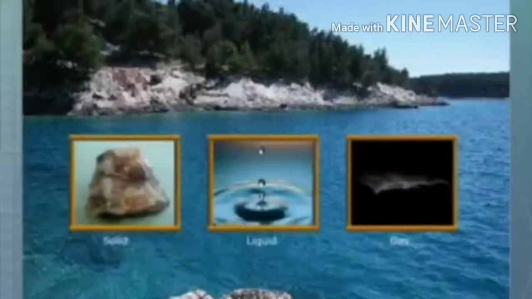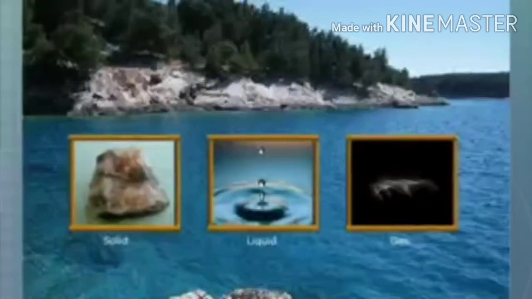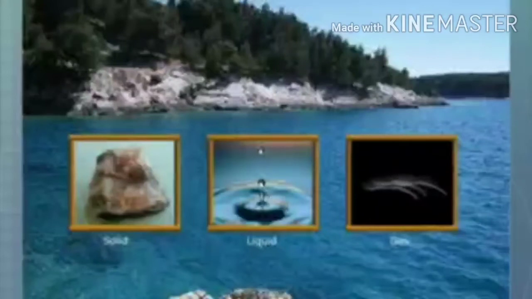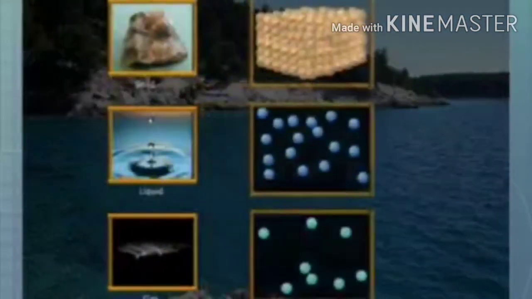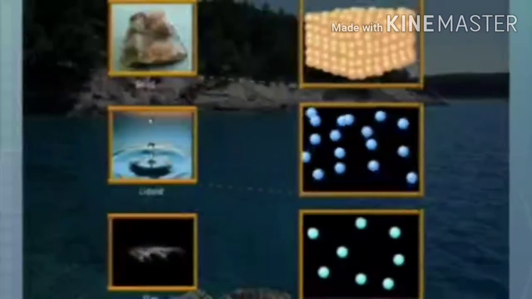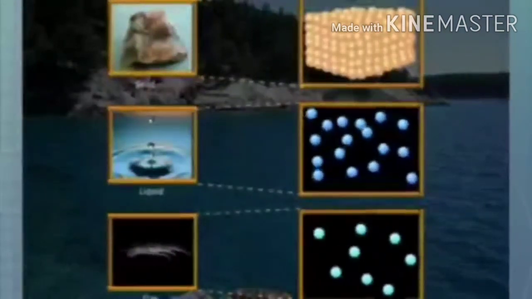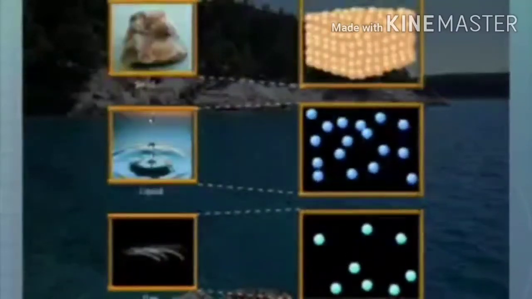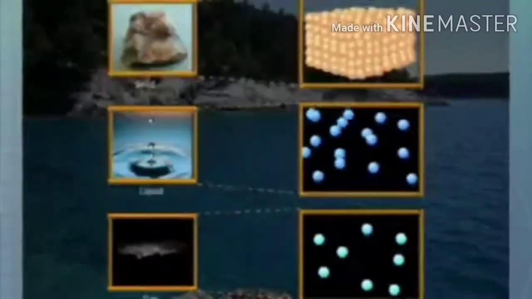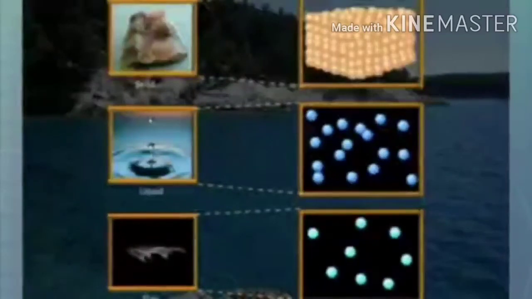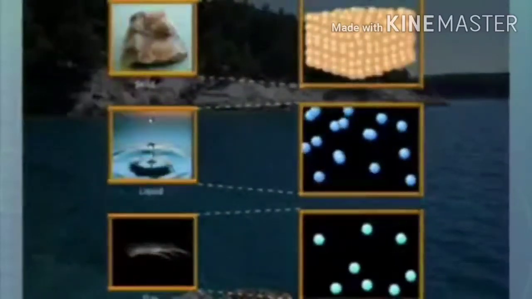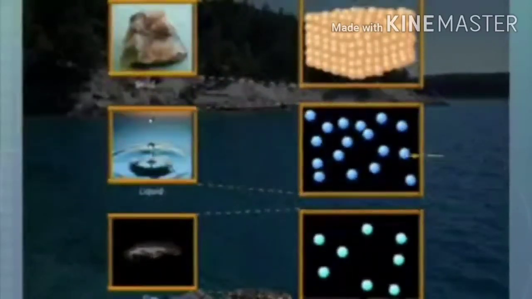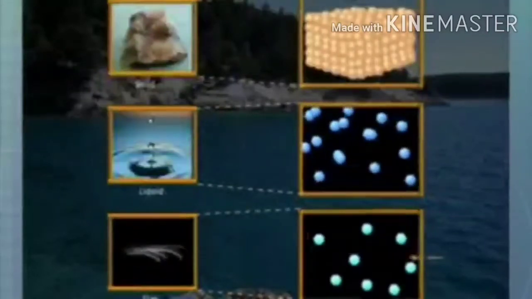The description of matter in terms of the motion of the molecules or atoms in it is called the kinetic molecular theory of matter. According to the kinetic theory of matter, solids, liquids, and gases consist of molecules. These molecules are in a state of constant motion and therefore possess kinetic energy. The arrangement of molecules in solids, liquids, and gases is displayed here.